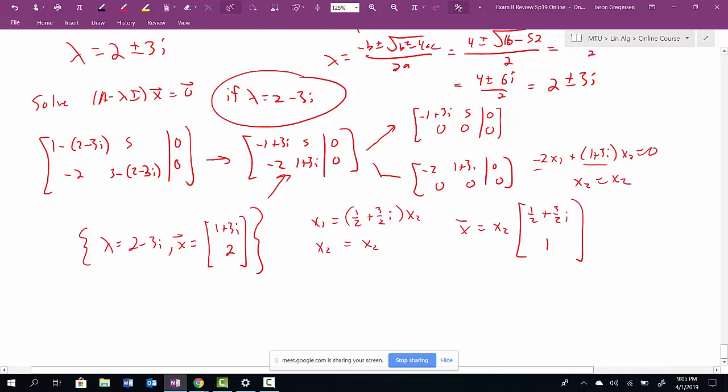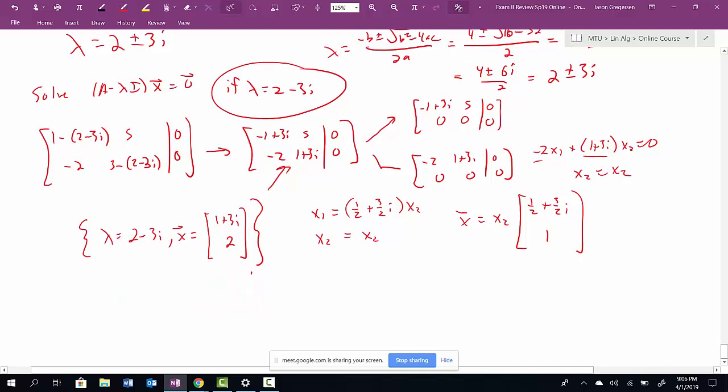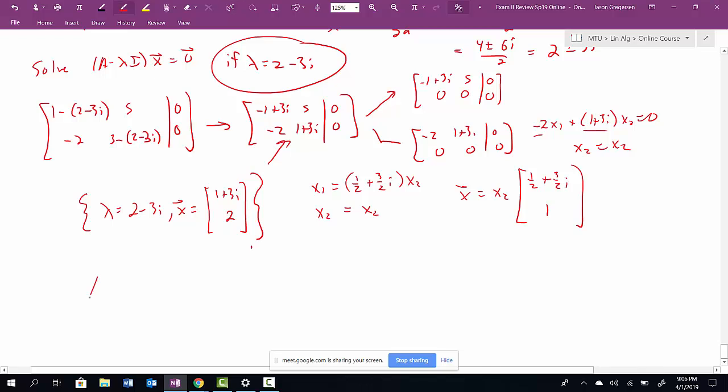Do I have to do the same thing with lambda equals 2 plus 3i? Turns out I don't. The eigenvalues come in conjugate pairs, and so would the eigenvectors. If I plug that in, I would get this, because they always come in conjugate pairs, so I don't have to do that. And lastly, all we have to do is write out the decomposition. A is equal to P times C times P inverse.